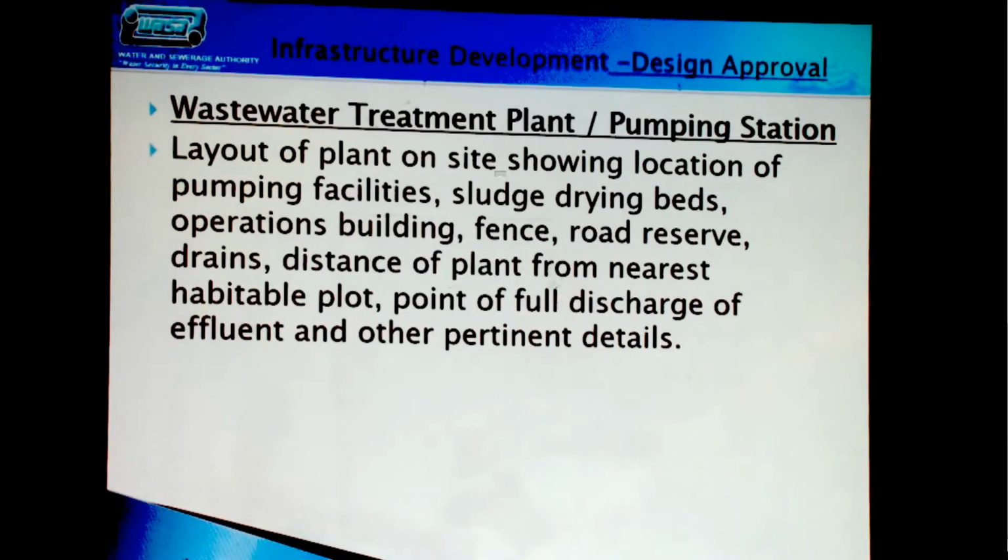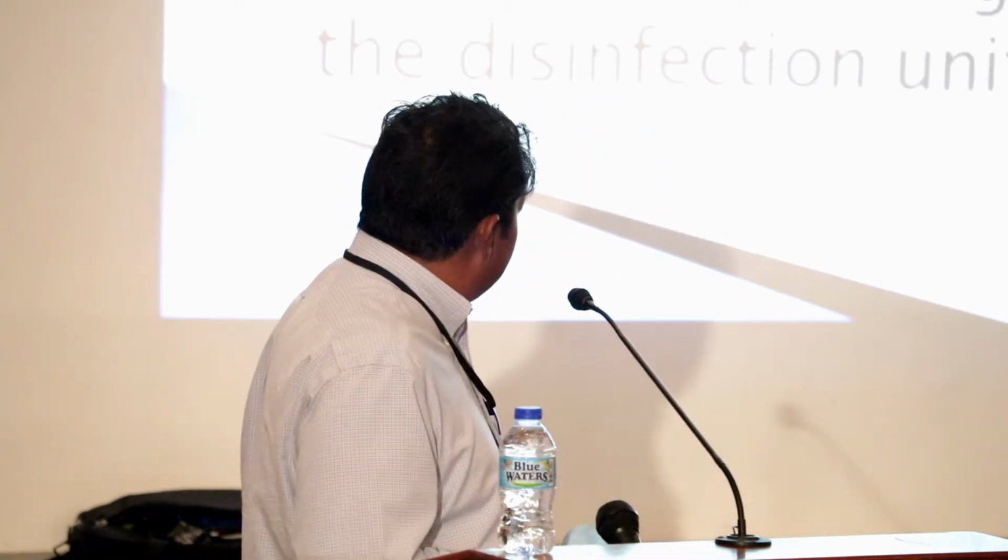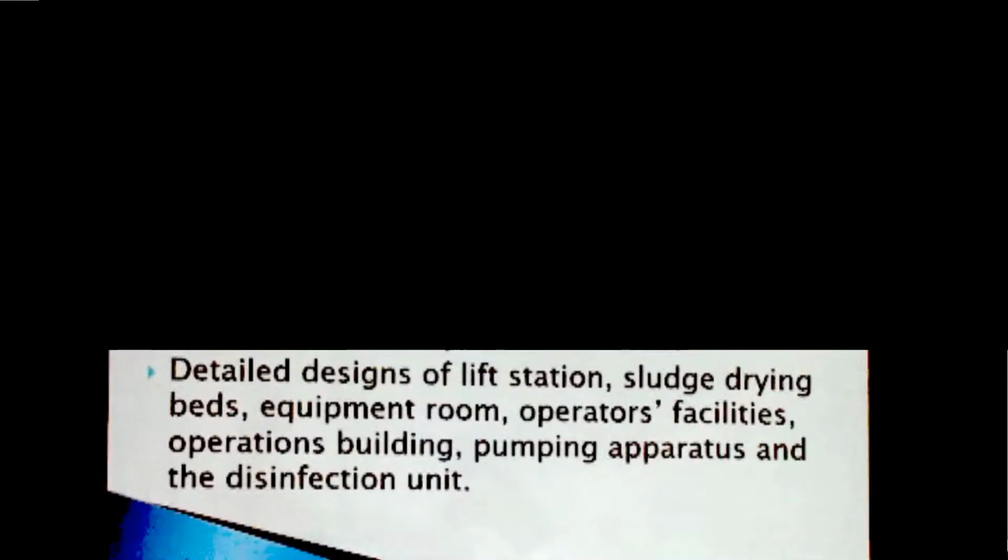So again, with the treatment plant, we would want to see the layouts, the location, because you'd have to have minimum setbacks from other properties, from habitable buildings. You would generally want to site it on the lowest elevations of the property. It is accepted that for wastewater treatment plants and systems, the preferred method of flow is through gravity. You minimize pumping as much as you could. We also look at the detailed designs of the lift stations, the operative facilities, the apparatus for disinfection, etc.